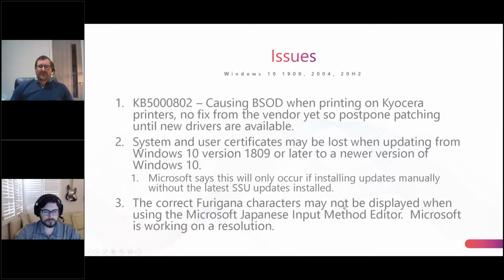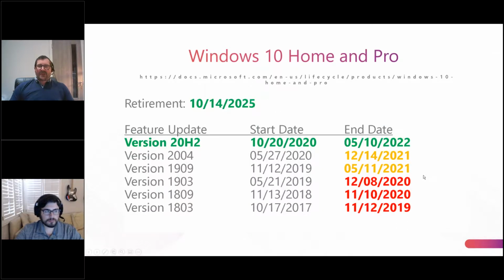And then lastly, this one's here quite a lot. This is the Microsoft Japanese input method editor. Sometimes the characters don't display properly. Microsoft is still working on a solution. Now, if you are using Windows 10 Home and Pro, John, we have some feedback on the future life of those feature updates that you're using.